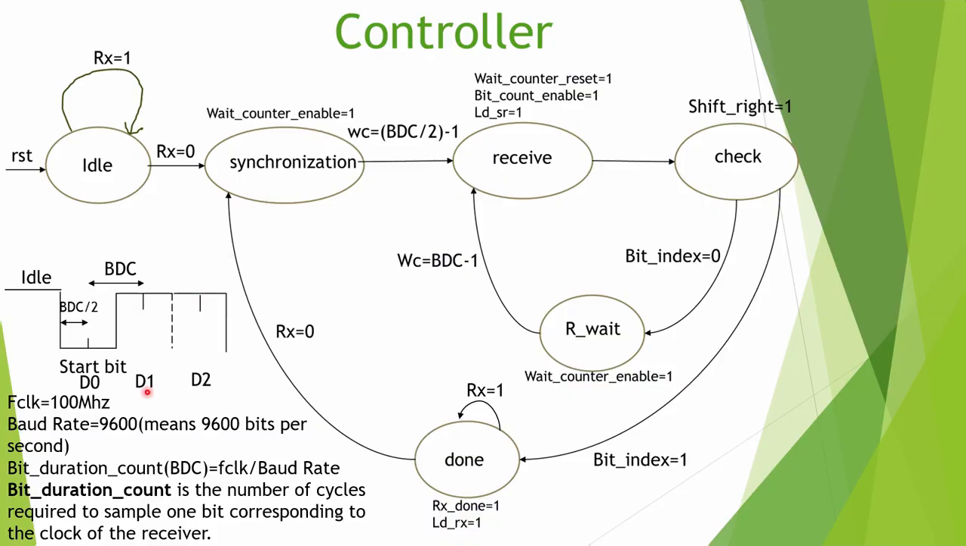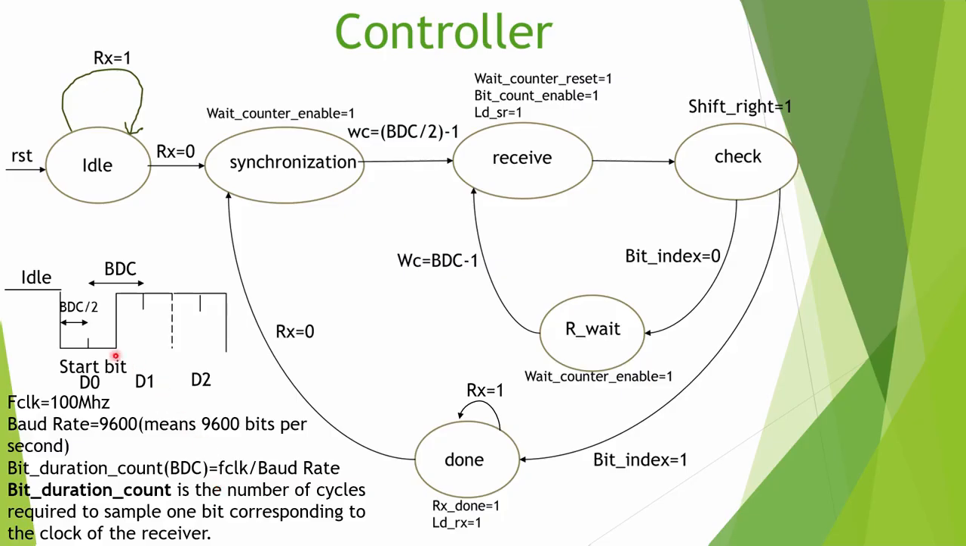In this project, the clock frequency is 100 MHz, which is the clock frequency of the UART receiver. In our project, the UART receiver uses the FPGA Basys-3 clock, which is 100 MHz. Baud rate is 9600, and bit duration count is F clock divided by baud rate. Bit duration count is the number of cycles required to sample one bit corresponding to the clock of the receiver.